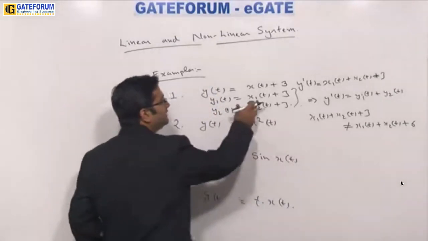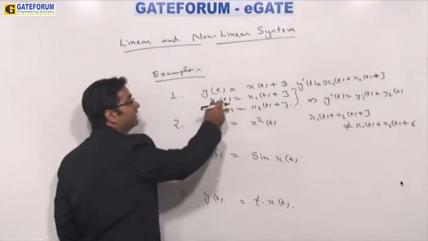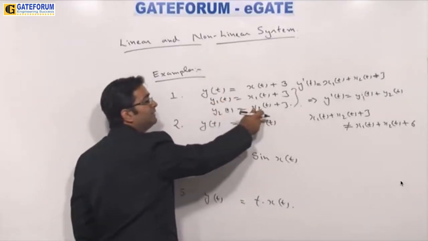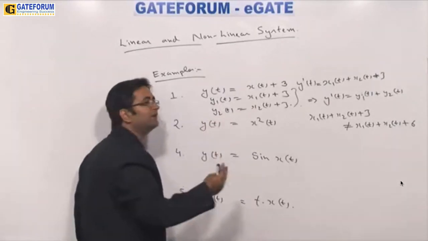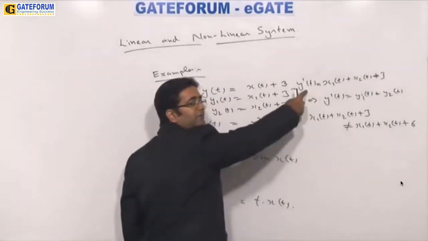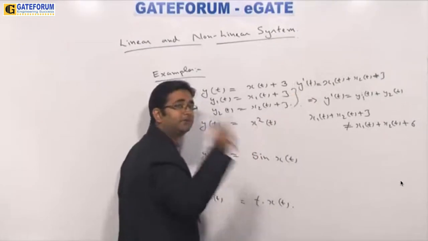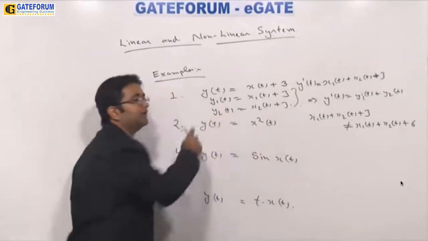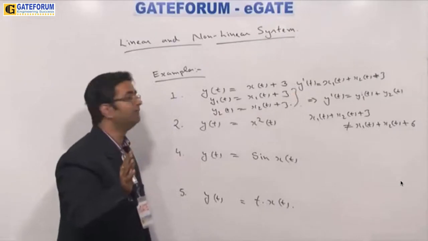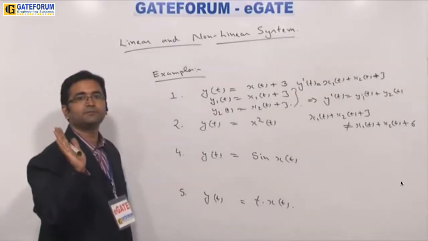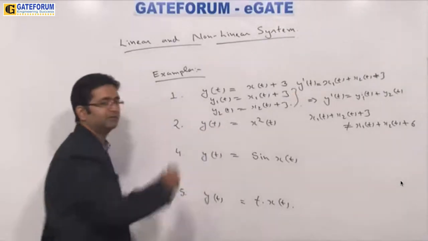Try to understand it once again. If you apply the input x1(t), you are getting output y1(t). If you apply the input x2(t), you are getting output y2(t). You apply x1(t) plus x2(t) simultaneously, you may get some different output, y dash of t. This y dash of t must be equal to y1(t) plus y2(t) if you want to say that a given system is linear. If it is not, it is not linear. Okay. Similarly for this case.